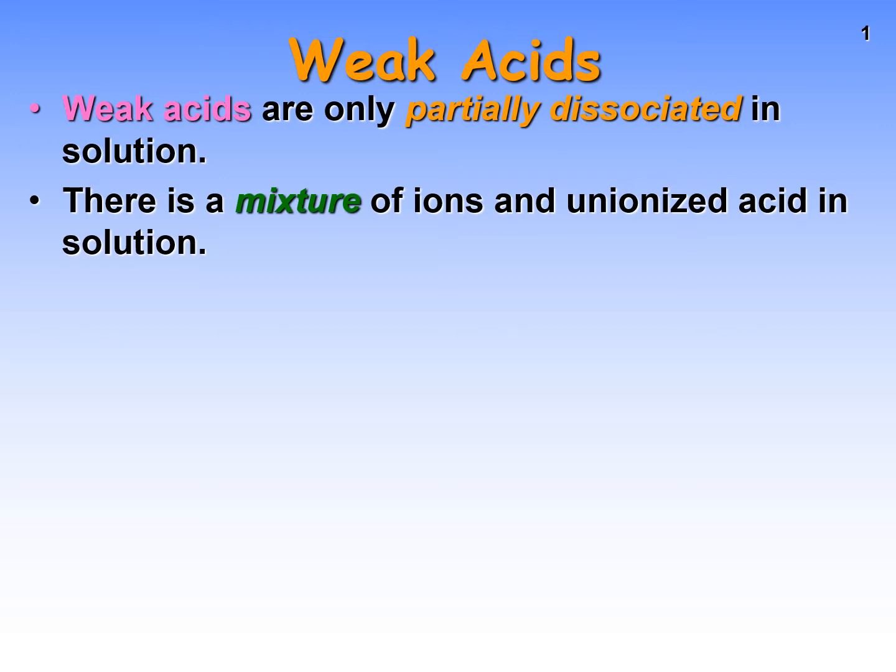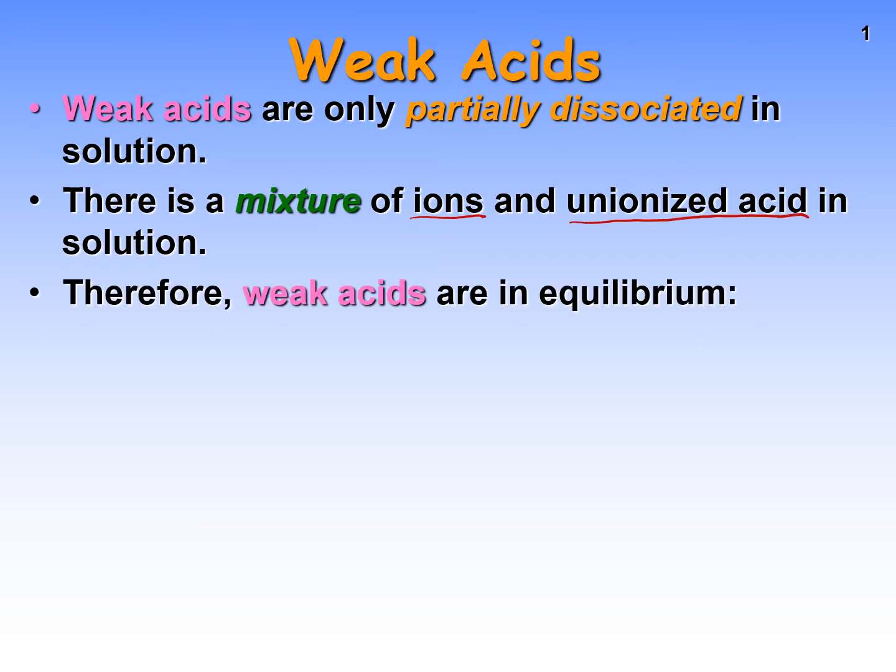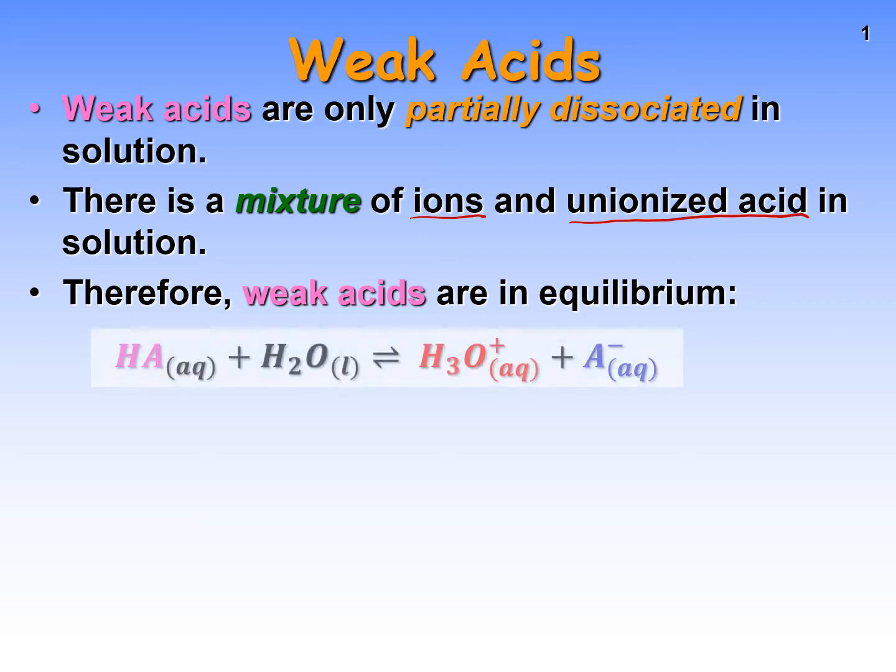We actually get a mixture of ions, so H3O+ and the anion of our acid, and unionized acid present in the solution. Because of this, weak acids, when put in water or any other solution, reach equilibrium. So HA here is just my generic weak acid formula. It's going to react with water, forming H3O+ and A minus. H3O+, of course, is the same thing as H+.